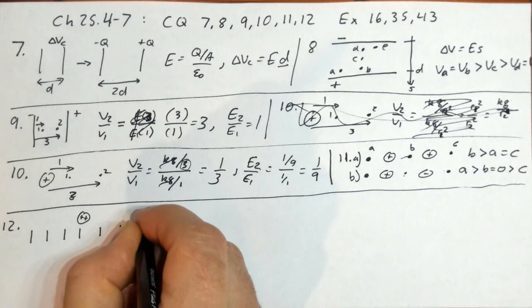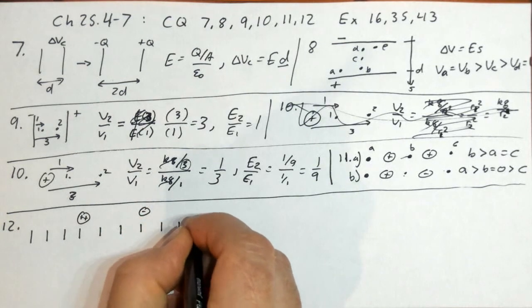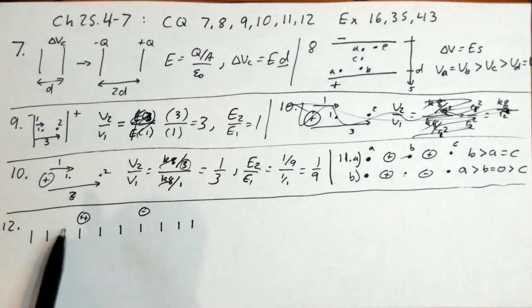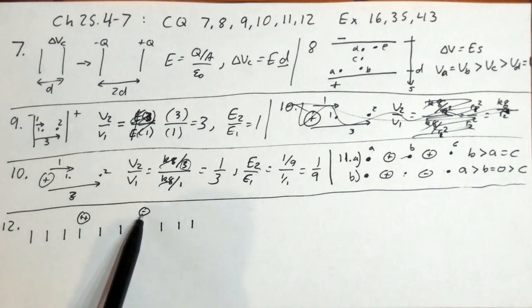Drawing it out carefully. Okay, so we have a charge with 2 units of positive charge at this position and a charge with 1 unit of negative charge at this position. And the question is, draw a dot or dots at the location or locations where the potential is 0.